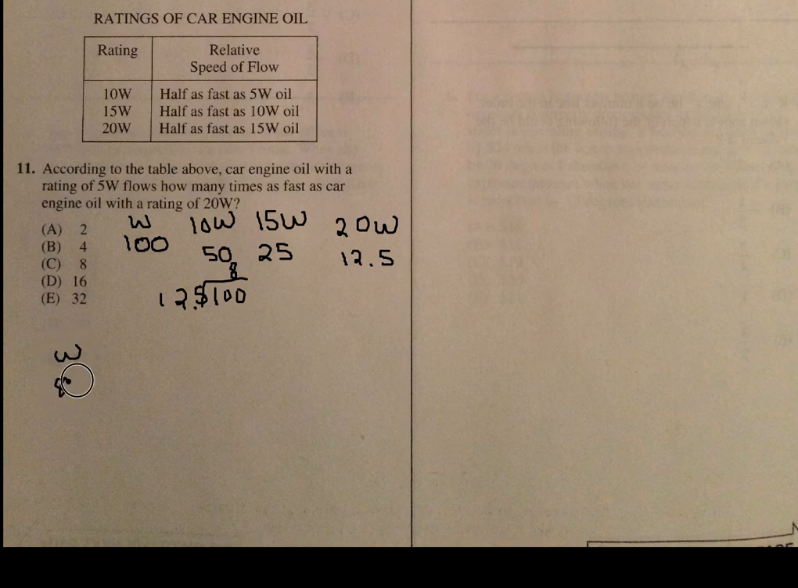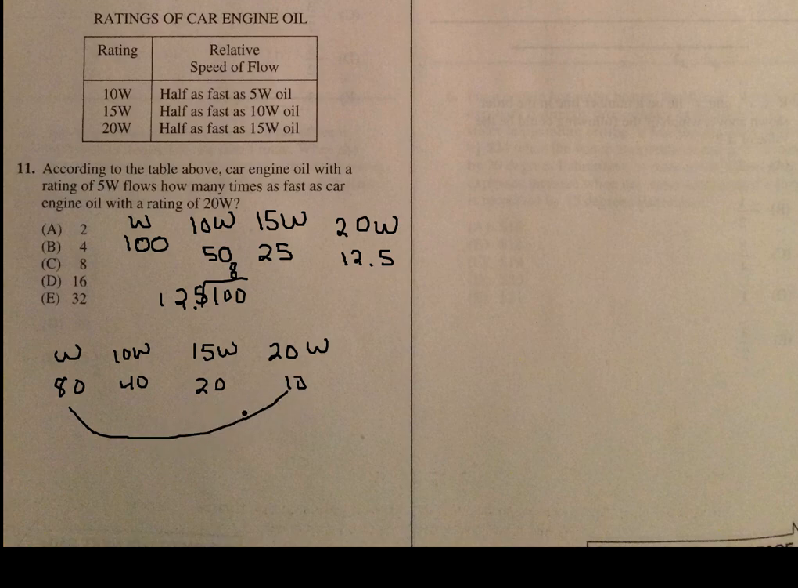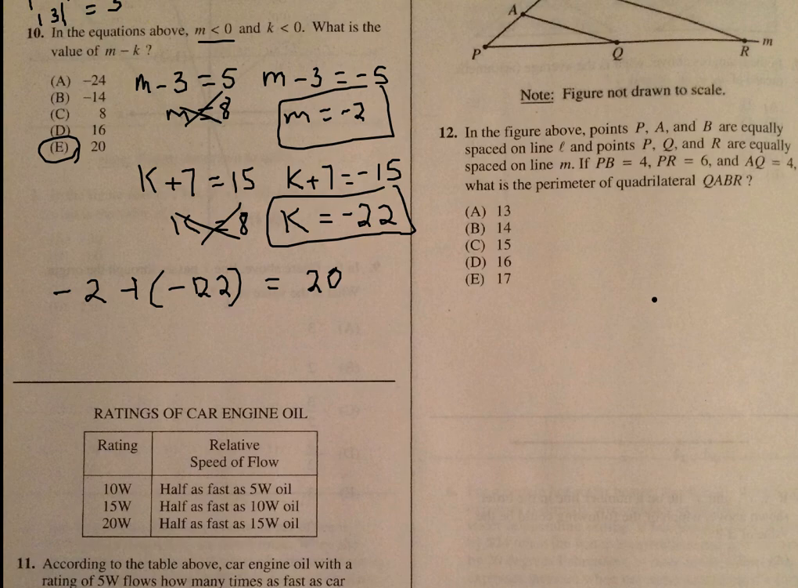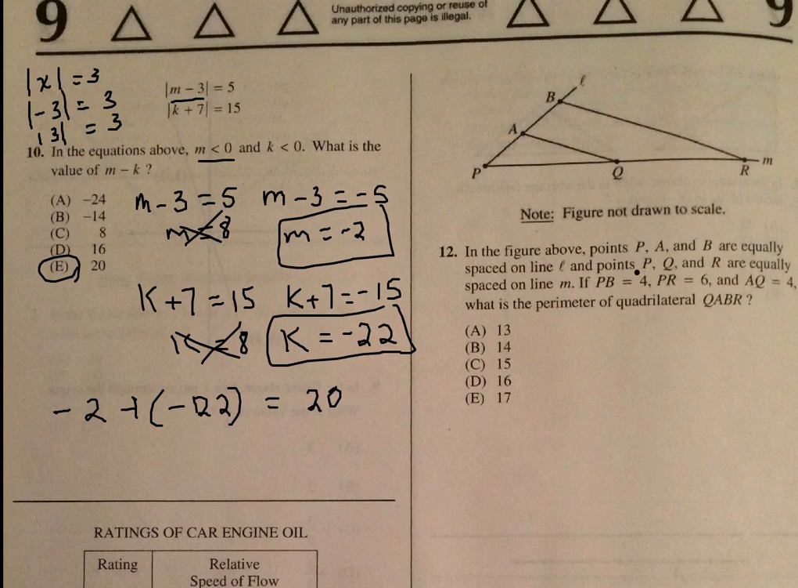Like if I would have used 80, half as fast as 80 is 40, half as fast as that would be 20, and then half that would be 10, and you can see easily it's 8 times the difference. So the answer is 8. Picking your numbers, the smarter you pick them, the easier it is.